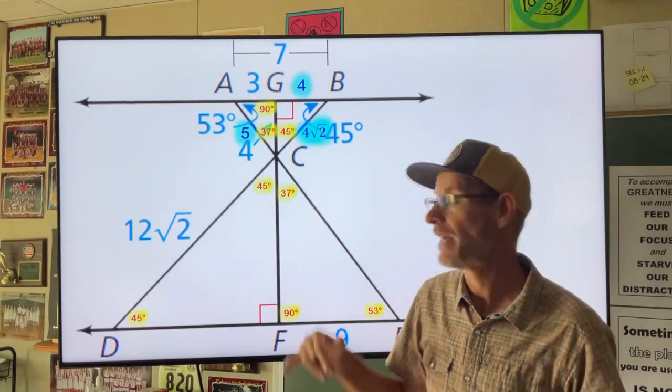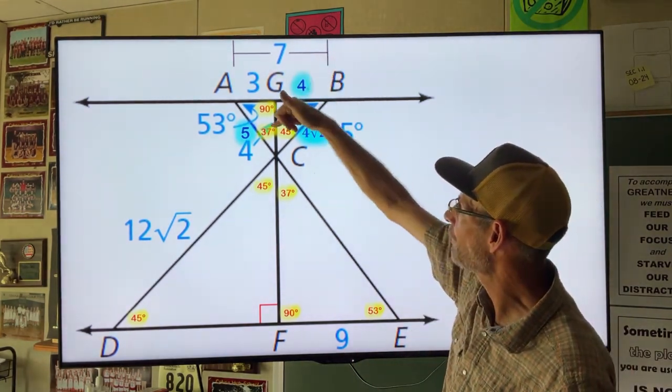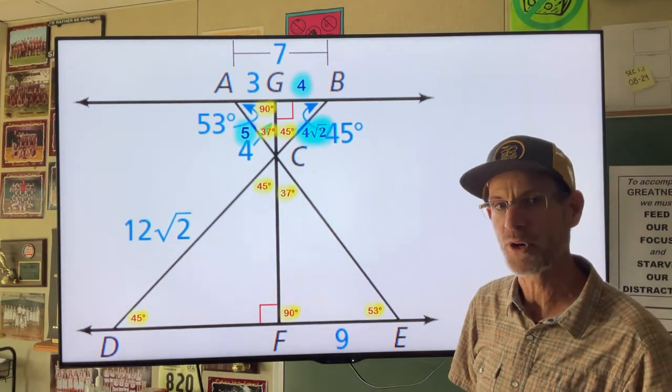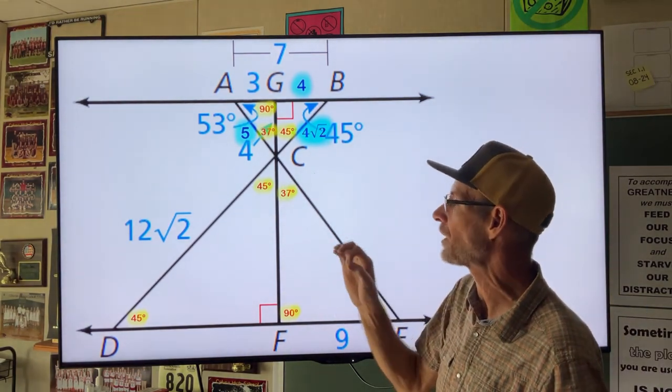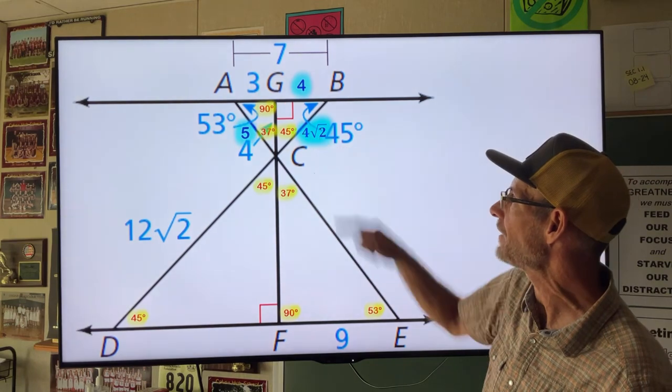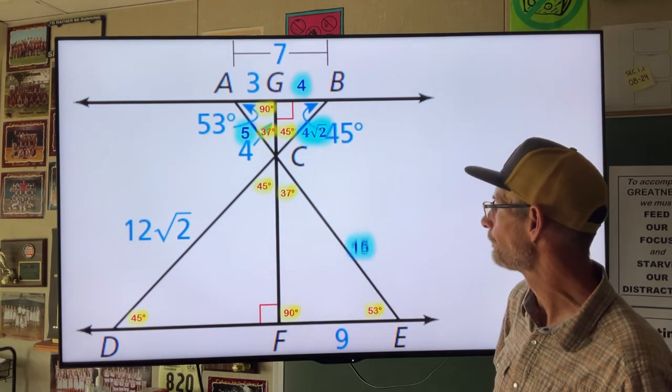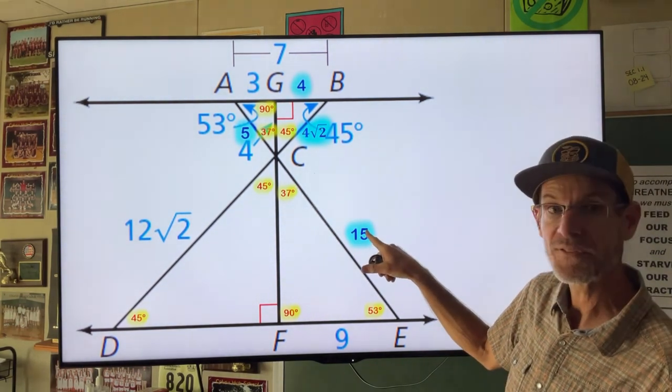How did I know that? I put 4 and 4 into the Pythagorean theorem. So I did c squared equals 4 squared plus 4 squared, and I found out that this is 4 root 2. This side is 15.